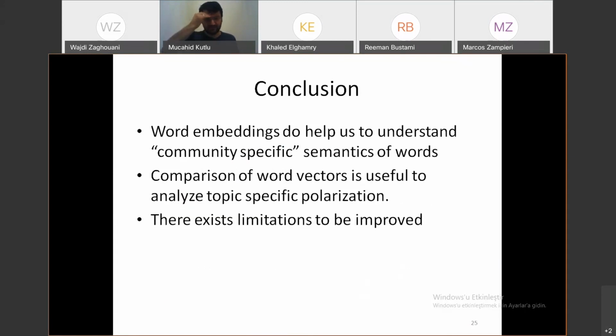So to conclude, we've seen that word embeddings do help us understand community-specific semantics of words, so how different groups of people define different words. And then we can use these word vectors, and they're useful to analyze topic-specific polarization. And of course, there exist limitations to be improved, which we are also working on. Thank you for listening. And now I think I can take your questions.